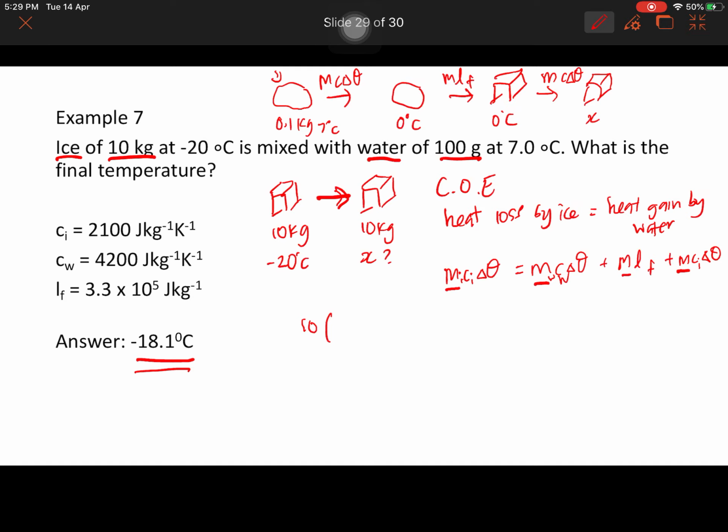So this will be 10 times specific heat capacity of ice 2100, change in temperature of ice 20, equals to 0.1, I'm going to take my m out, so that then this would be c of water. What's c of water? 4200. What's the change in temperature? 7 degrees. Plus specific latent heat of fusion, so it will be 3.3 times 10 to the power of 5, plus c of ice. What's c of ice? 2100. What's the change in temperature? Oh, sorry, I said something wrongly. This change in temperature is not 20 degrees. This change in temperature is 20 minus x. It's an unknown temperature because I don't know what x is. Over here will be x because it's just from 0 to x degrees Celsius. Alright?